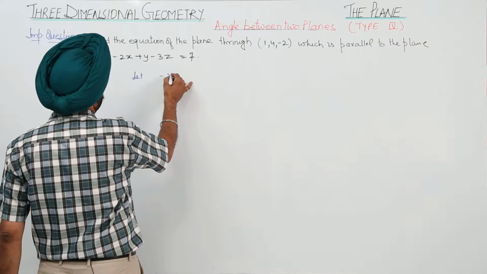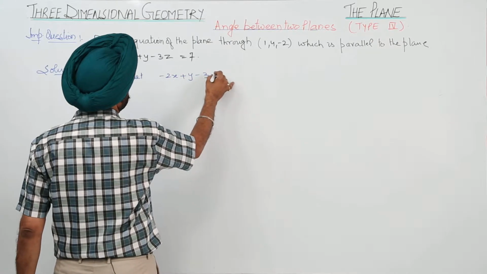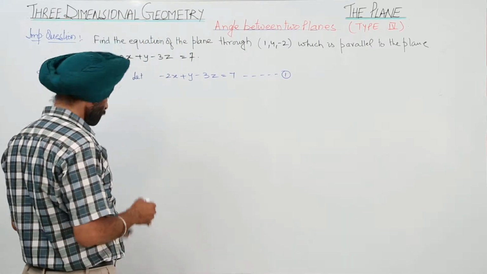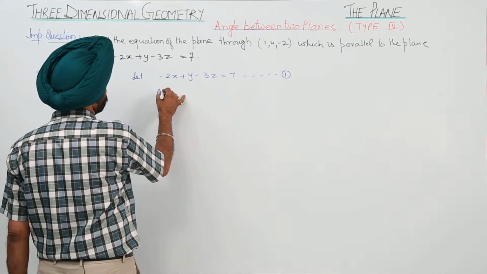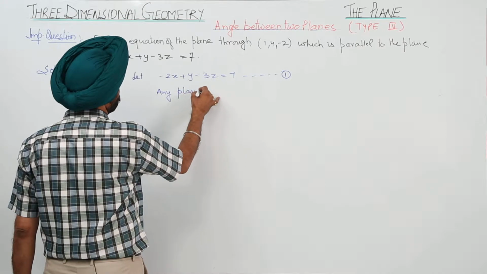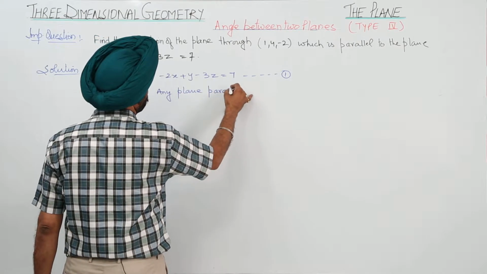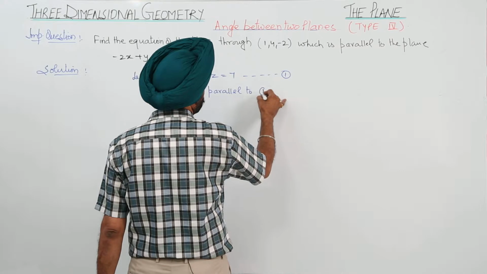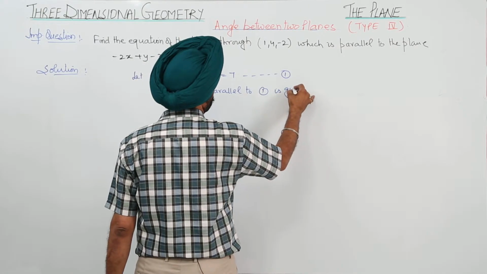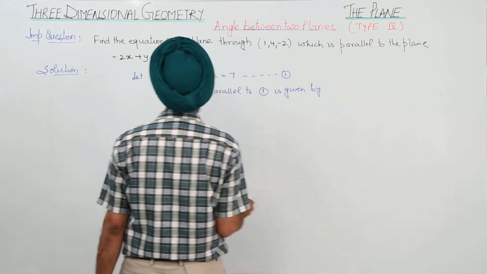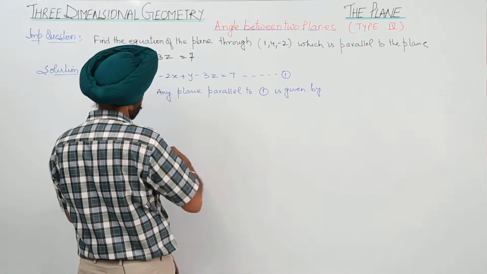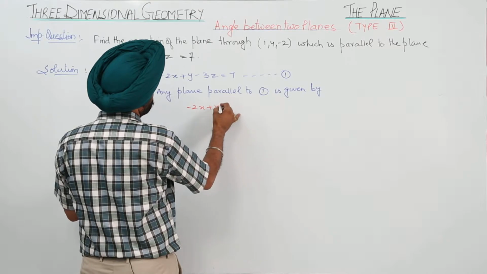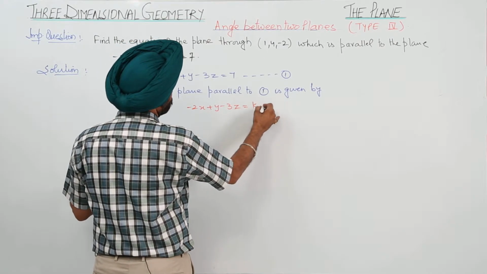Now let -2x + y - 3z = 7 be equation 1. Now any plane parallel to 1 is given by -2x + y - 3z = k.